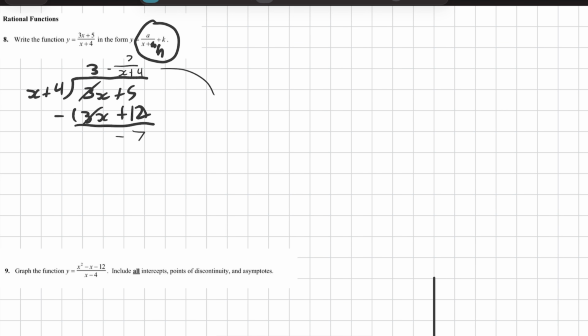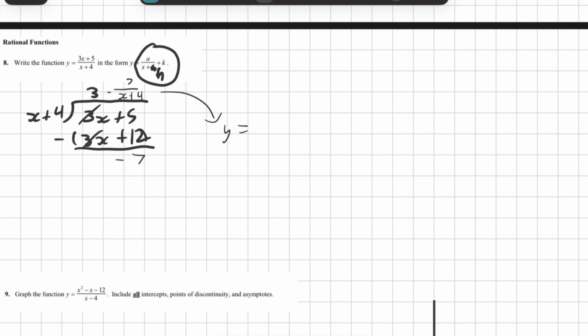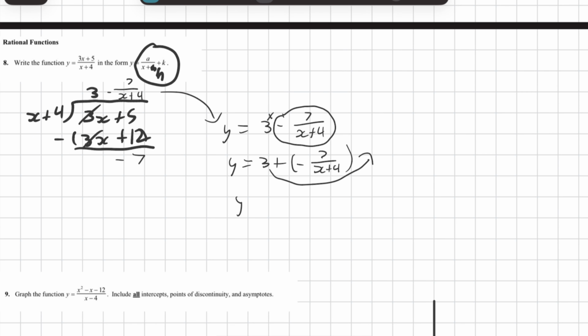And then to write this out, we're just going to bring this over here. So y equals 3 minus 7 over x plus 4. That's the same thing as applying this negative to here and putting a plus sign in between. So y equals 3 plus negative 7 over x plus 4. And we can just bring this 3 over here, so we'll end up getting y equals negative 7 over x plus 4, plus 3. So that's how you do that.